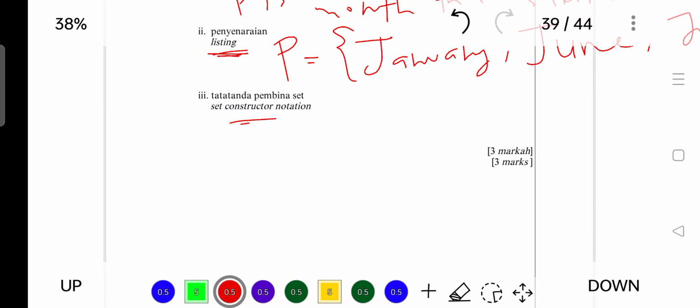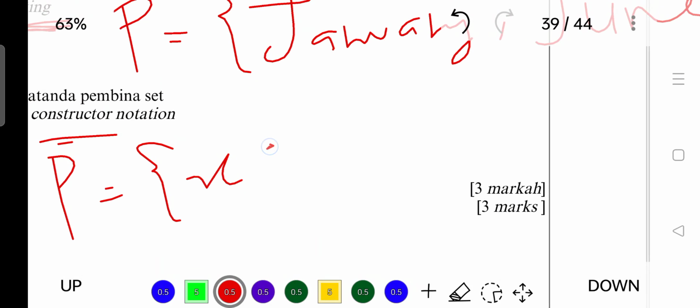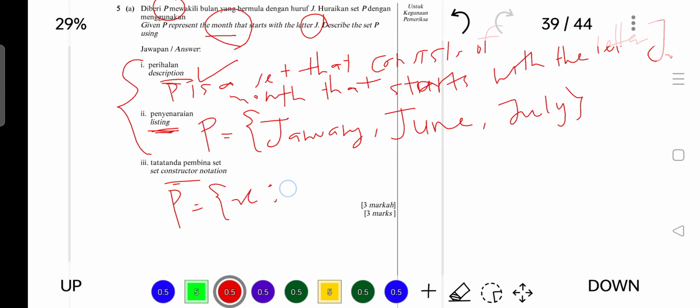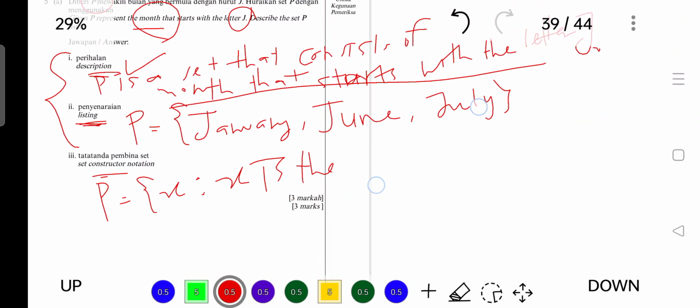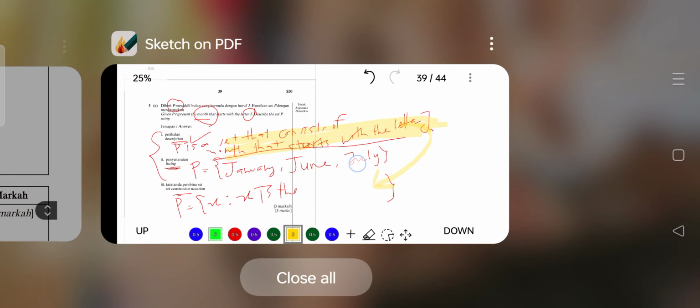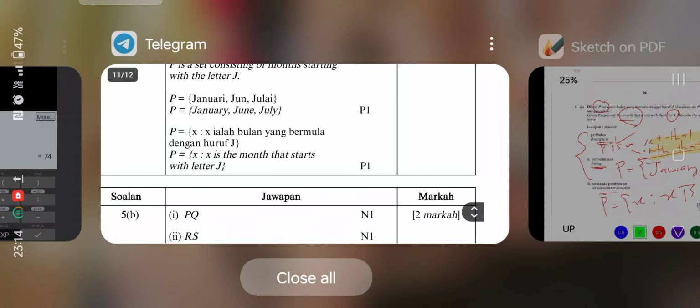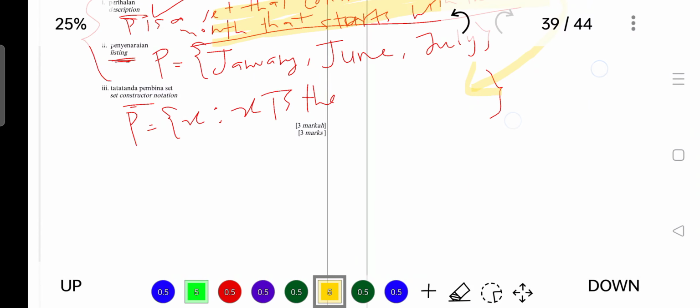And the final one, you have to have the mixture of both of this. How do we do that? This is set builder notation, right? You actually copy down all of this. X is the set that consists of all of this, and then you close all of this. Can you see this? Everything that you wrote up there, transfer here. Alright, let's look at the answers. You get P1, P1, and P1, so 3 marks here.